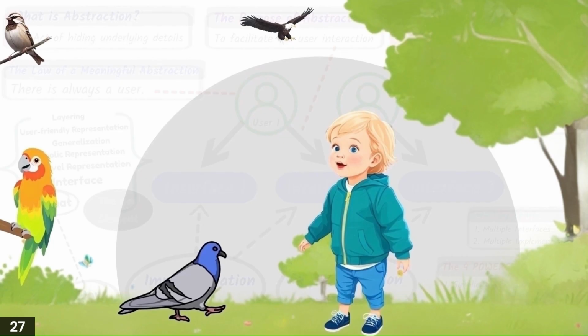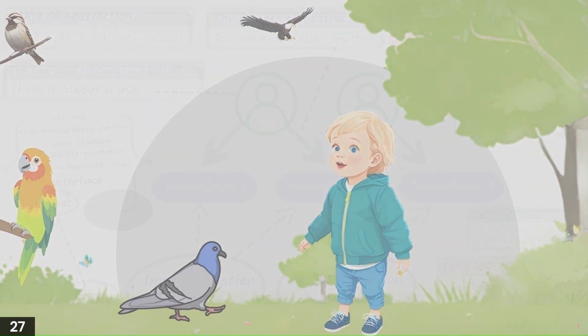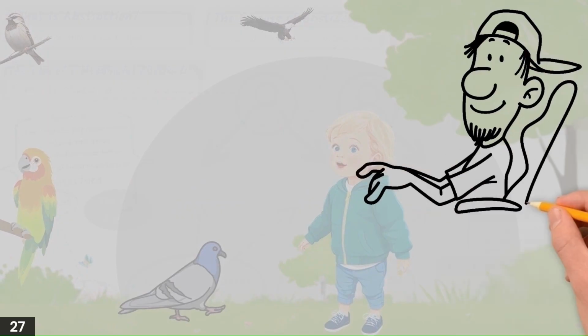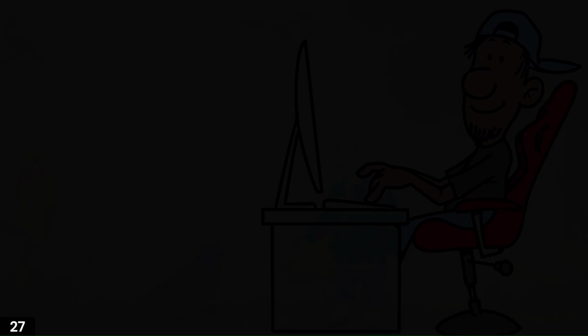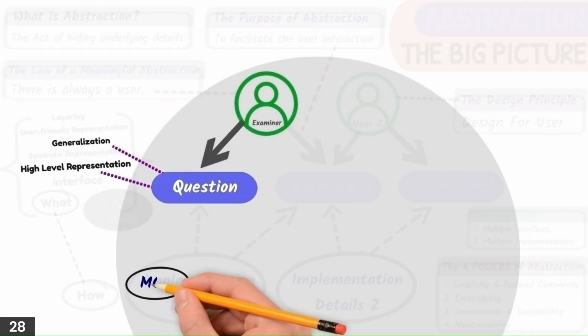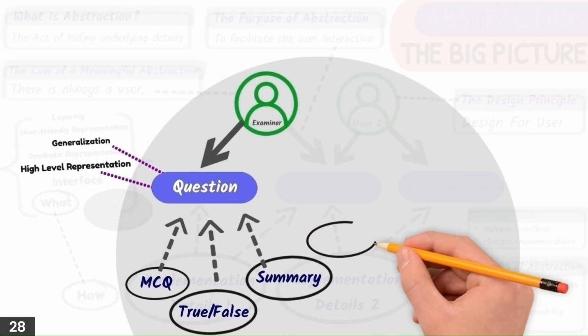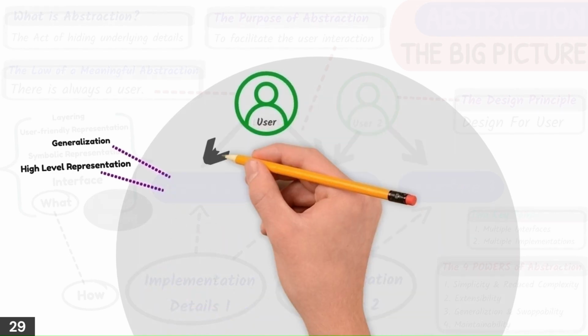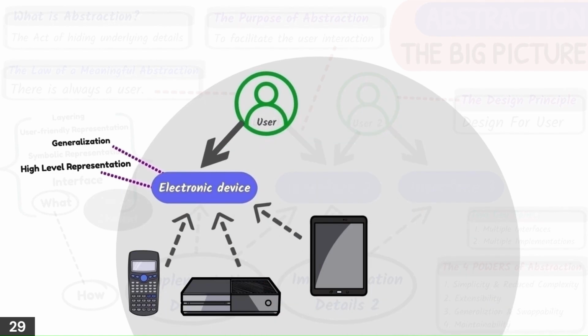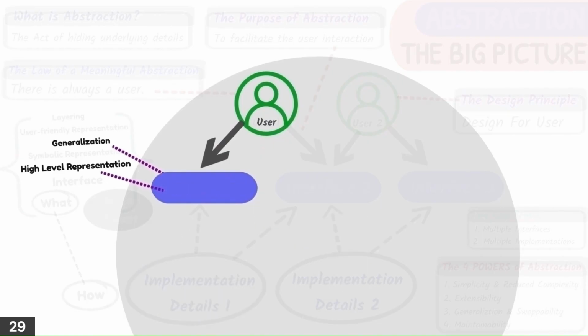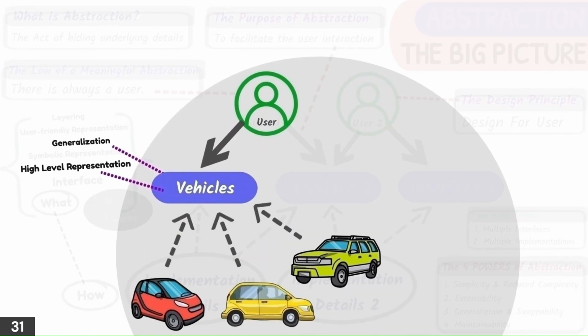And the interesting part, a child begins to develop the skill of abstract thinking as early as the age of 2 or 3. Yet many software engineers still struggle to apply abstraction in programming. How about the concept of a question, which could be an MCQ, a true-false, a summary, or even an essay, or a general category of an electronic device? All of these are abstractions as generalizations. Take tool or vehicle as more examples.